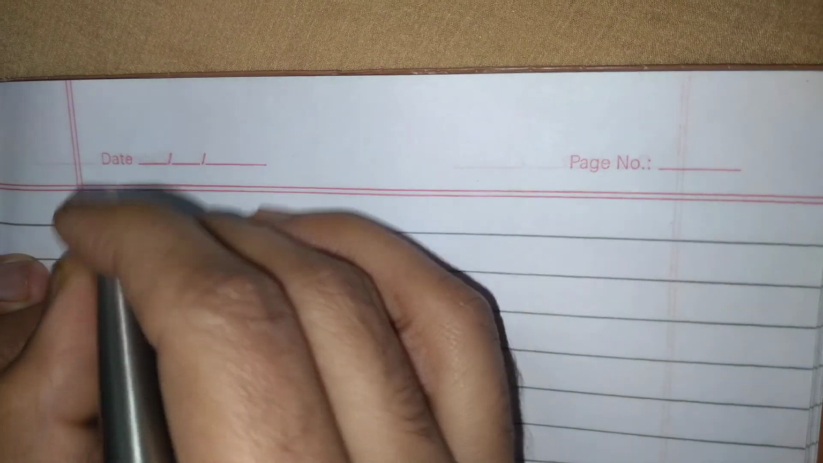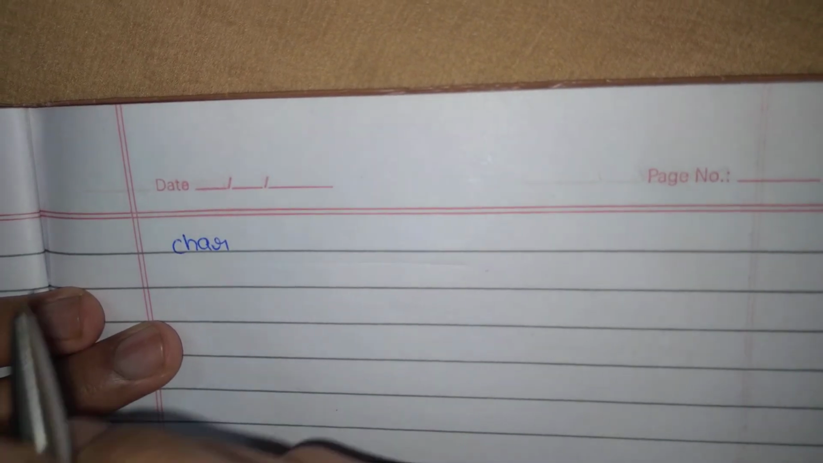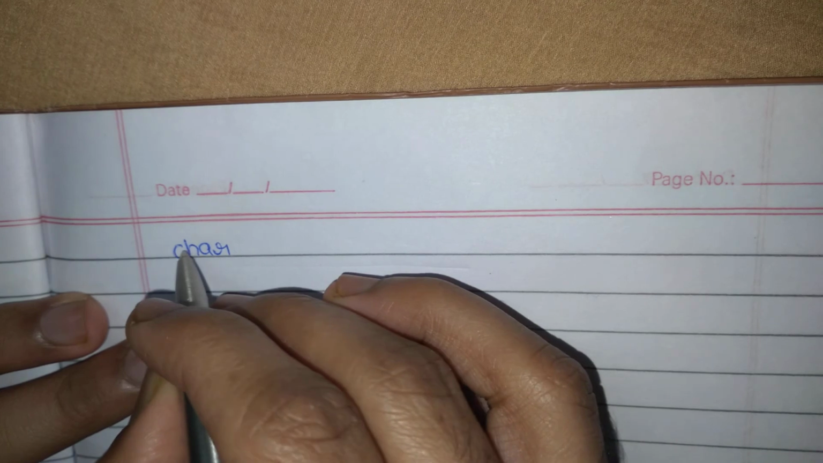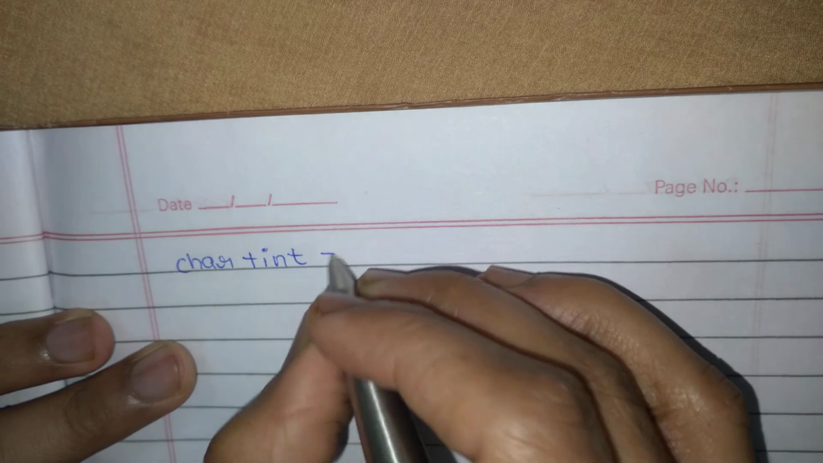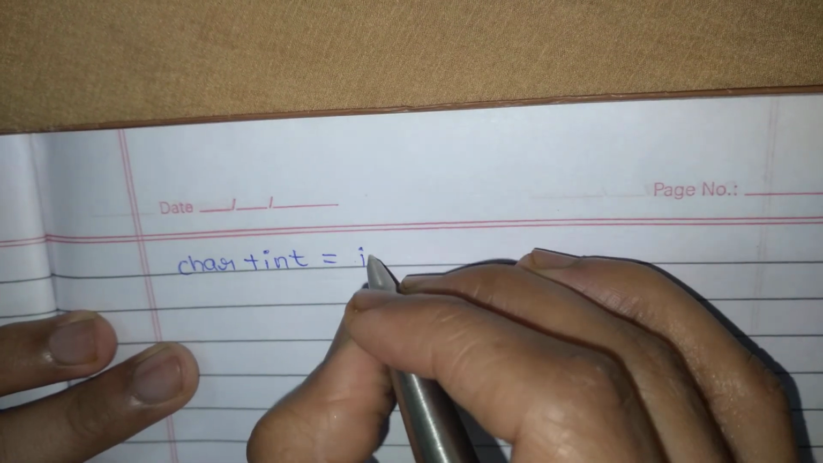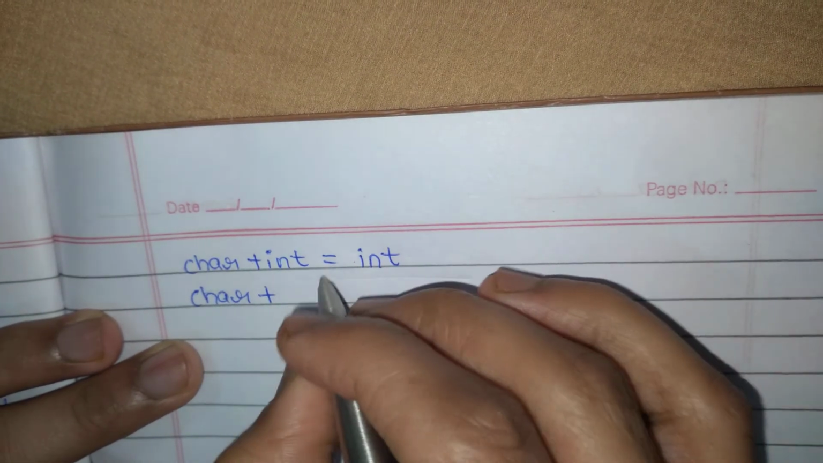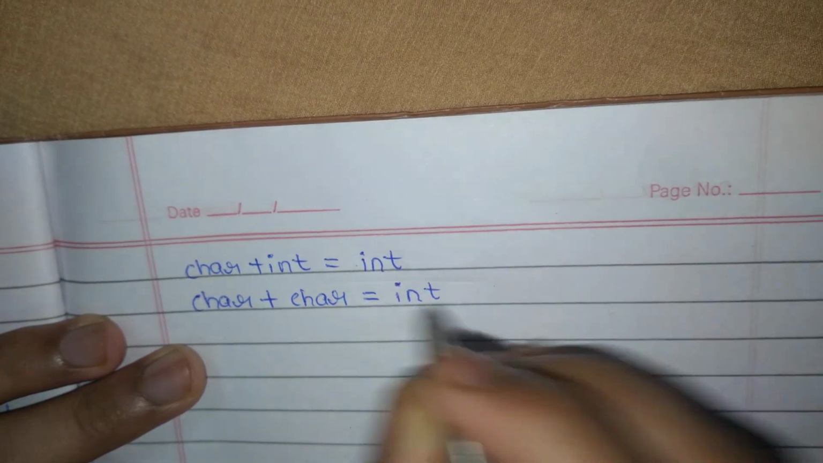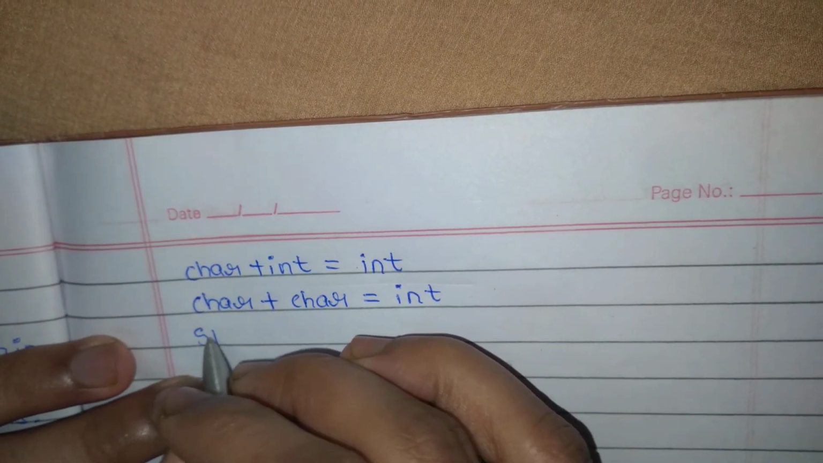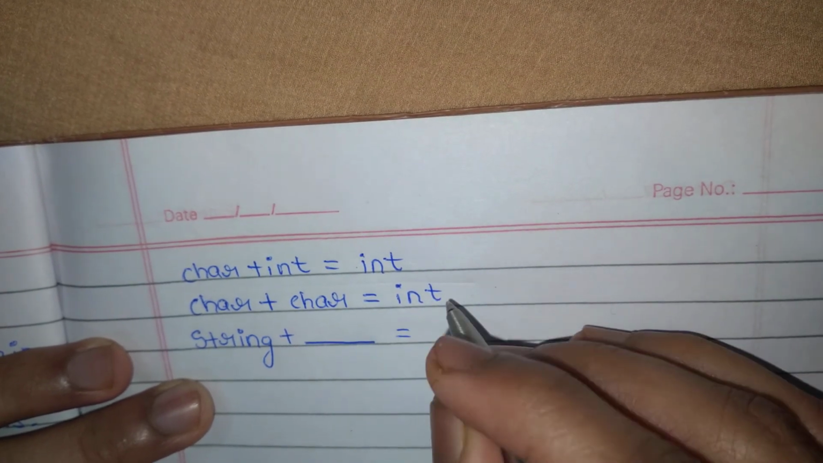Now friends, I will tell you what the final result would be when two data types are added. Suppose I am adding a character with an int, a character with an integer, then it will always give an integer value. If I add a character value with a character value, this will give an int value, and if I add anything with a string value, then it would give a string value only.